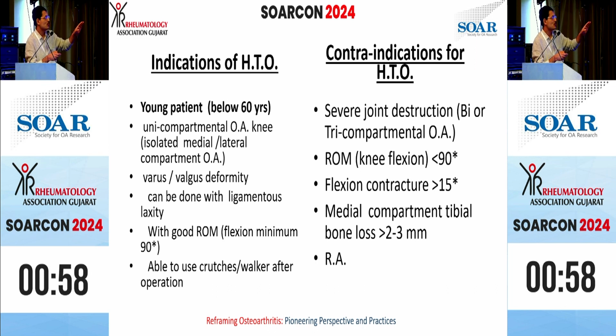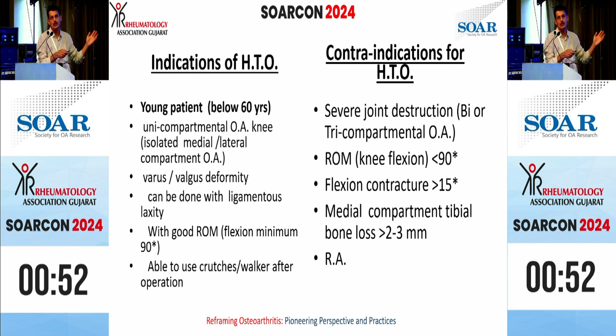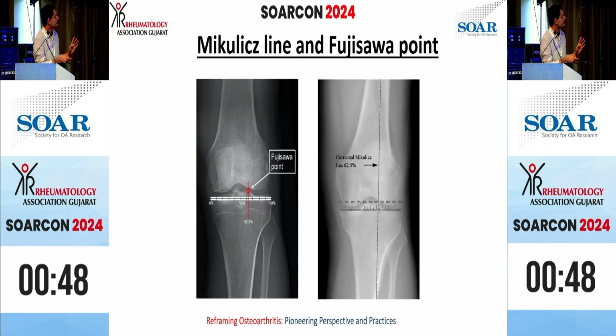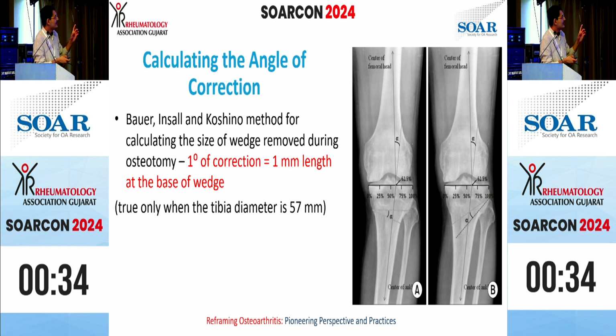Also if there is an FFD in the range of motion, or there is bone loss, and specifically in rheumatoid arthritis, HTO is a contraindication. So if there is a rheumatoid patient, you should not do an HTO. Again, your weight-bearing axis should be passing through the Fujisawa point, around the lateral tibial spine. If you have a varus or valgus knee and the axis is passing medially or laterally, there will be a faster progression of osteoarthritis, and then you can correct it by doing osteotomies.